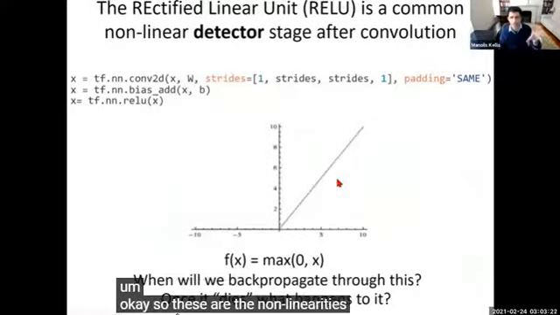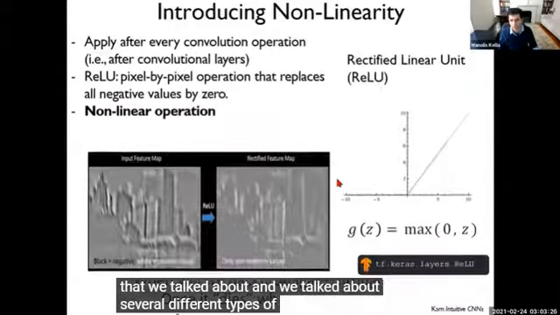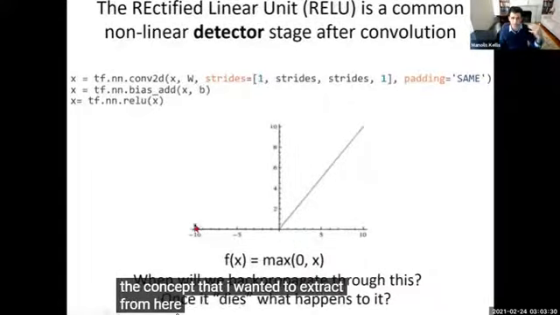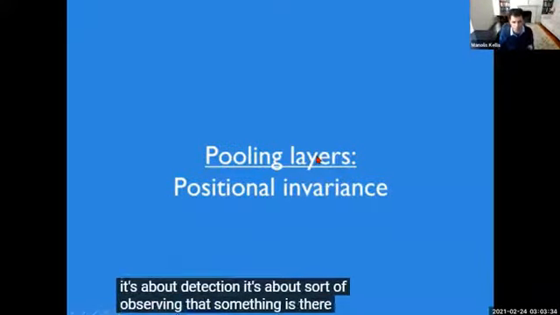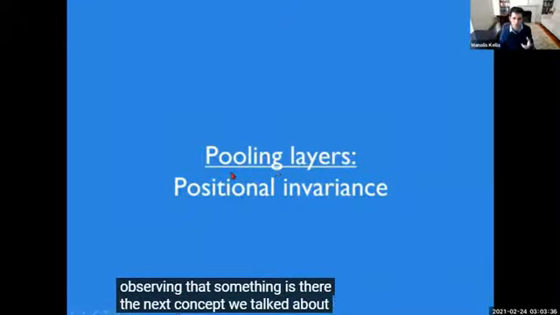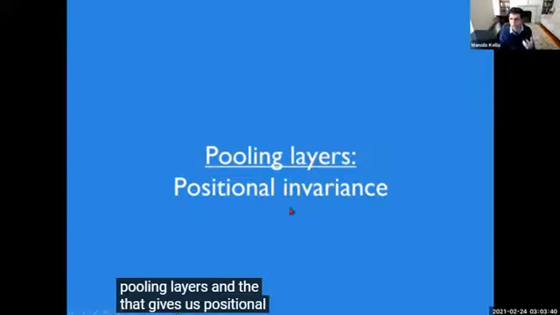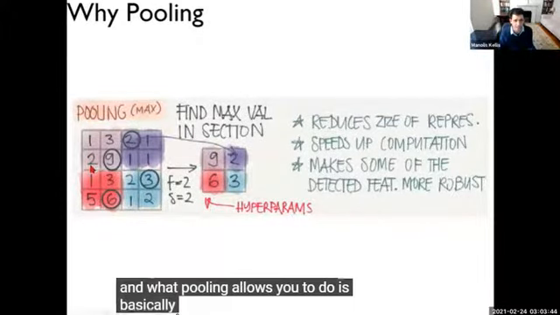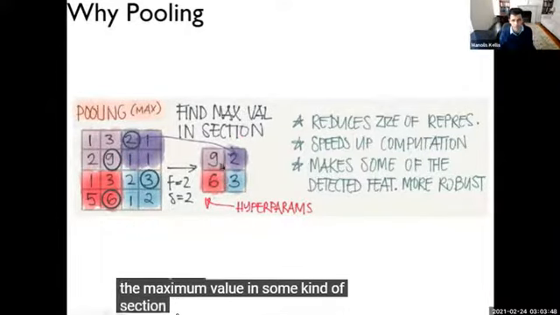Okay, so these are the non-linearities that we talked about, and we talked about several different types of non-linearities. And the concept that I wanted to extract from here is that it's about detection. It's about sort of observing that something is there. The next concept we talked about was the pooling layers, and that gives us positional invariance. And what pooling allows you to do is basically find the maximum value in some kind of section.